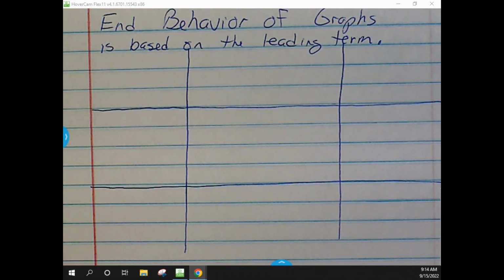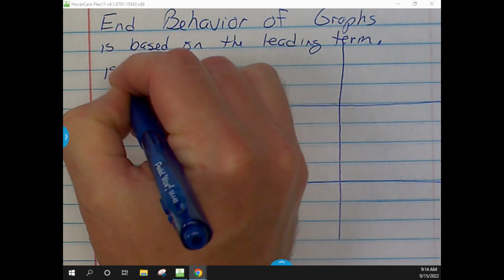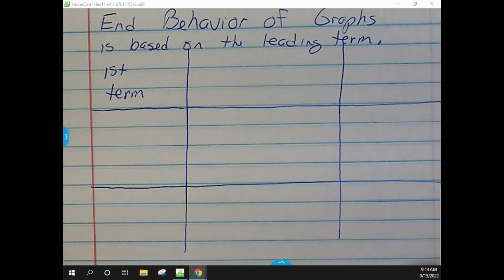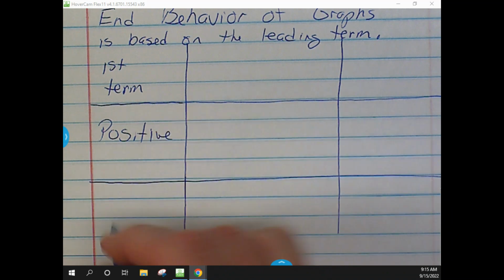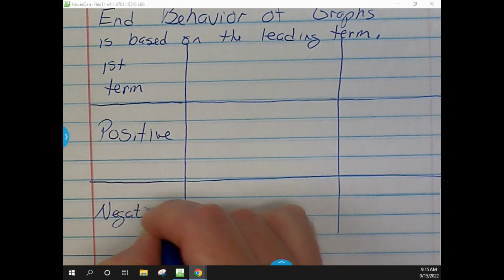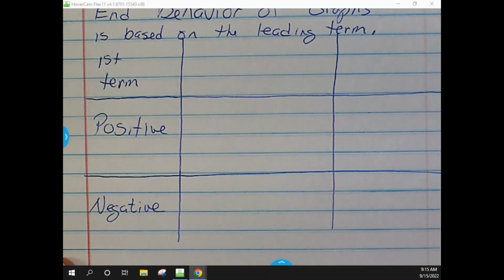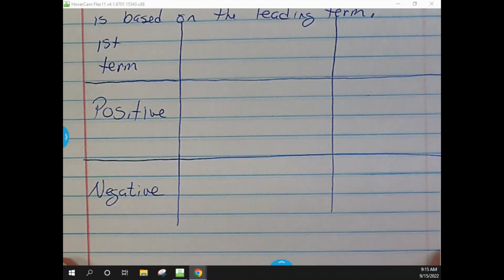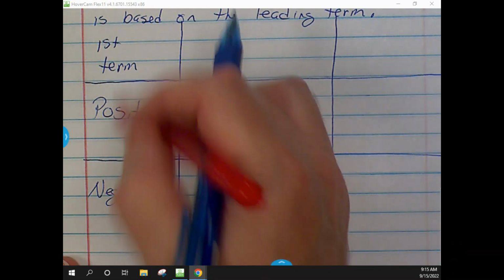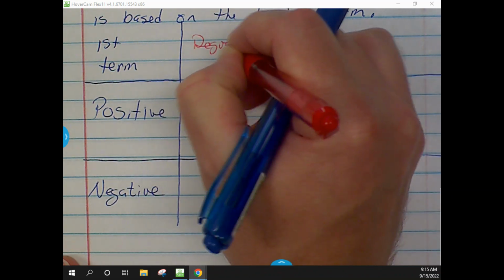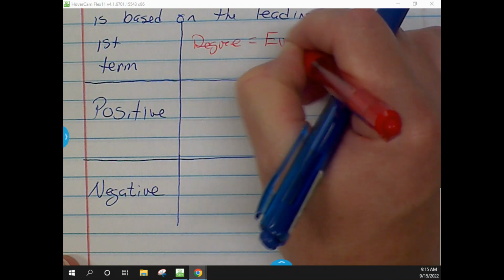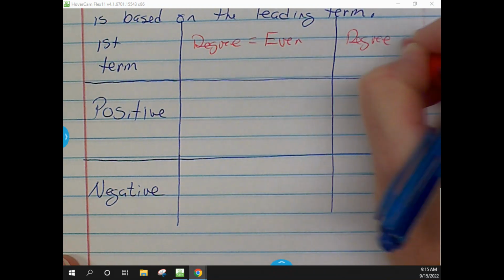Okay, so if we go through this, that leading term we have here, that leading coefficient, is either going to be positive or it's going to be negative. So we're looking at whether the first term is positive or negative. The other thing we're going to look at for the first term is whether the degree is even or whether the degree is odd.